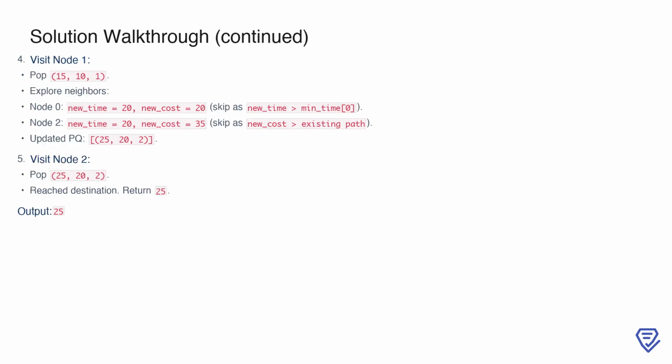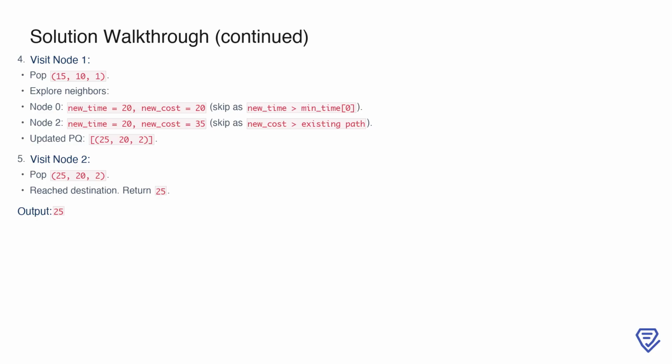Next, we process the node at the top of the priority queue, which is node 1 with a cost of 15 and time of 10. At node 1, we explore its neighbors. For node 0, the new time becomes 20, and the new cost becomes 20. However, we skip this path since we've already reached node 0 in less time, as recorded in the min_time dictionary. For node 2, the new time is 20 and the new cost is 35. But we skip this path because the cost is higher than an existing path to node 2.